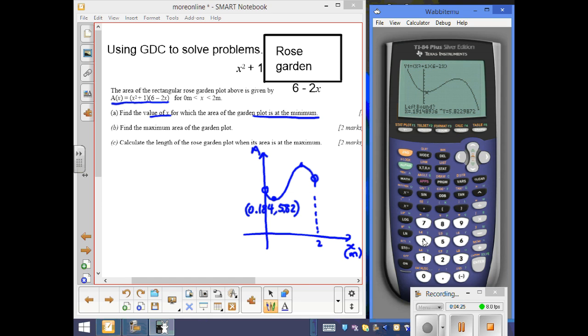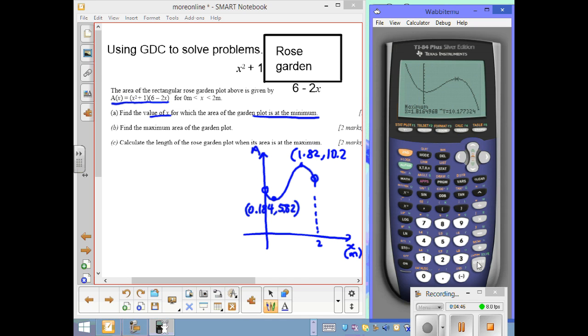Second trace, calculate, and number 4 is maximum. Left bound somewhere about 1.5, right bound somewhere around here, and then the guess for the maximum is somewhere in the middle. And here we have 1.82 to 3 significant figures and 10.2.